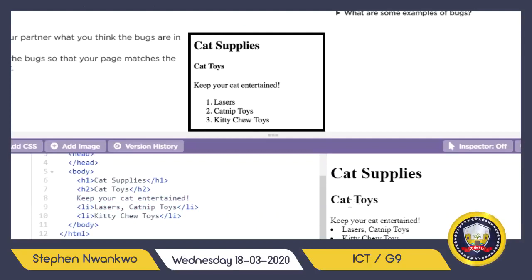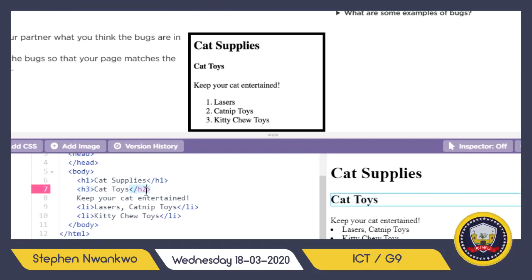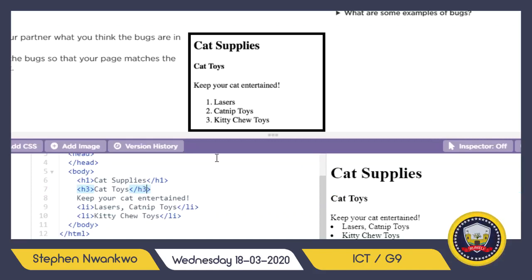Now you have the results here. Also, if you don't want to use H2, you can also use H3. It depends on the size of what you are told to do. For example, this is my cat toys. Here, this is cat toys. Now, merely looking at this, it seems as if my cat toys is bigger than the cat toys we have in the image. What do we do? We reduce it. We go to H3. We use the H3 tag. Now we have exactly the same image.